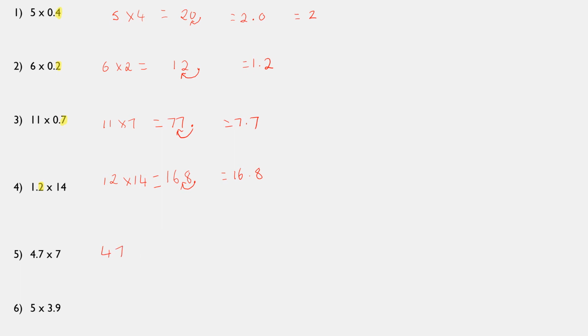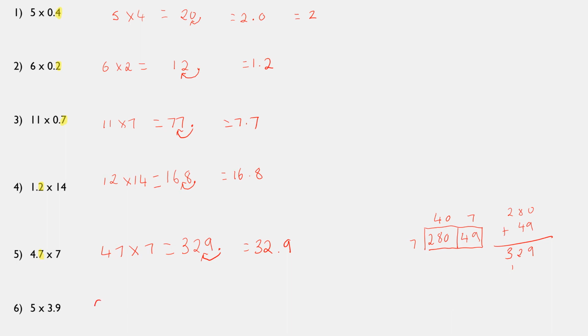Next one, we've got 47 times 7. I'm actually going to do this one as the grid method because it's a bigger number. If you can't remember how to do the grid method, there is a video you can go back and watch, but you need to bring your 0 down. 4 times 7, 28. 7 times 7, 49. You then add those numbers together to give you 329. Let's count our decimal places, just 1 again. So that's going to go there and give us 32.9.